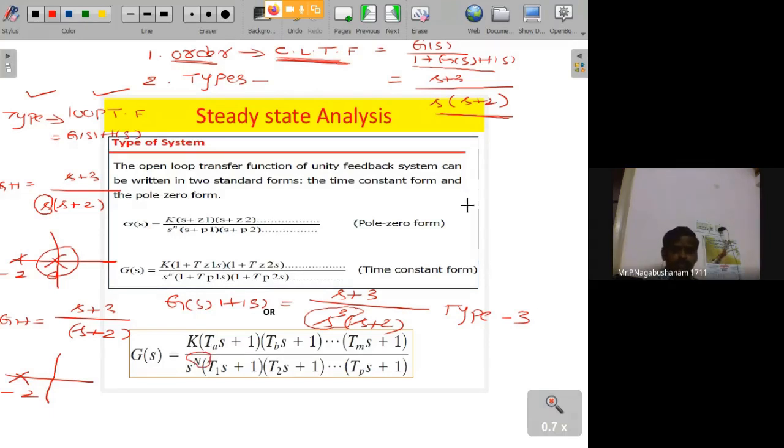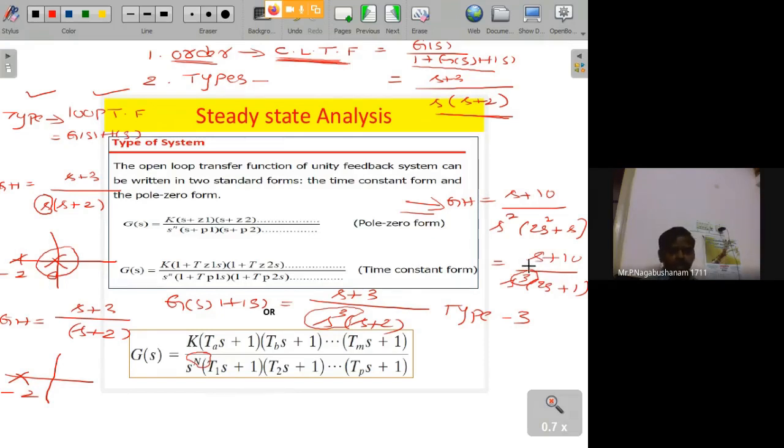Suppose one more example, which they sometimes ask in exams. g of s, h of s equal to s plus 10 divided by s square into 2s square plus s. What is the type number now? Anybody can answer? Anybody can respond? 3. Why? Because it is not only s square, already s is there inside. Take that s outside: s plus 10 divided by s cube into 2s plus 1, so the number of poles at origin is 3.